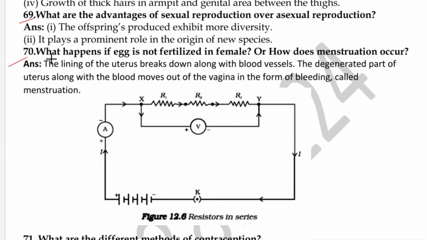Next question. What happens if the egg is not fertilized in the female, or how does menstruation occur? The lining of the uterus breaks down along with blood vessels. The degenerated part of the uterus along with the blood moves out of the vagina in the form of bleeding, called menstruation.